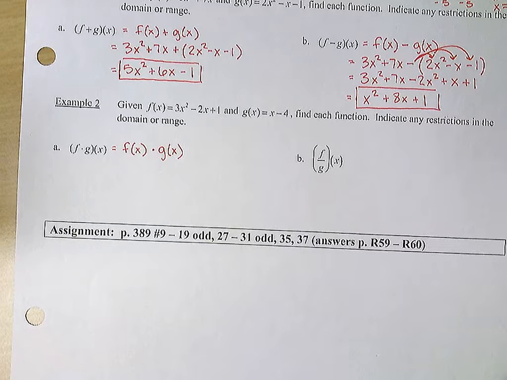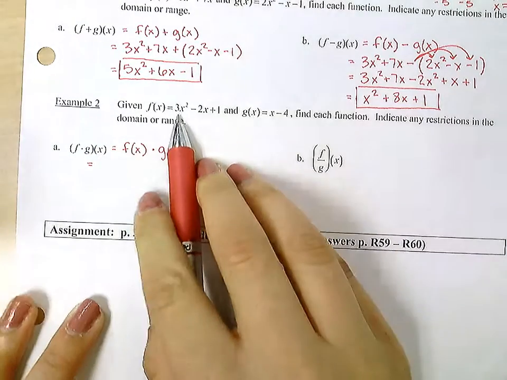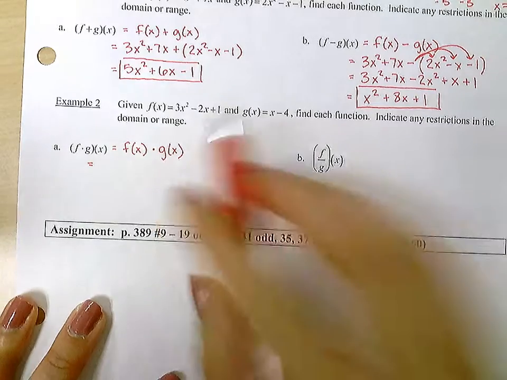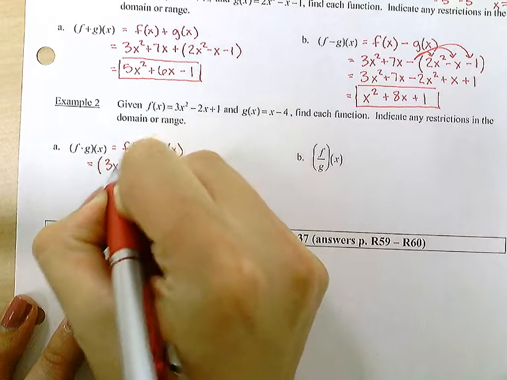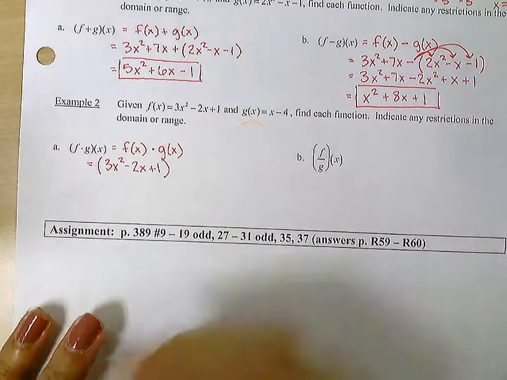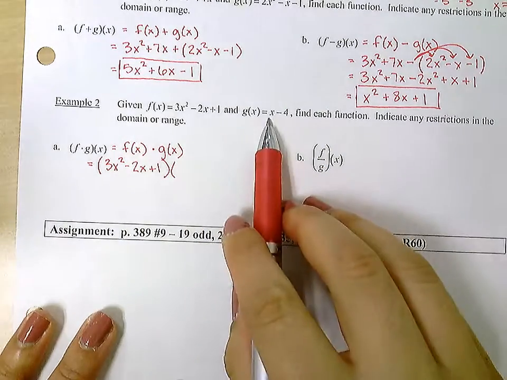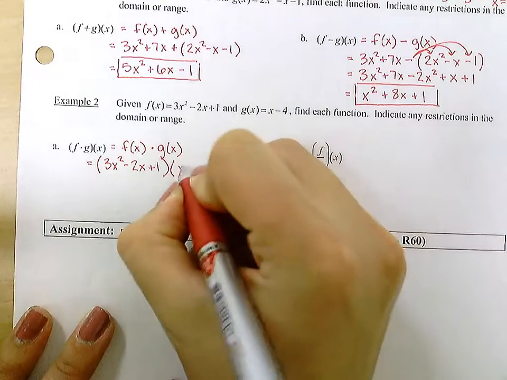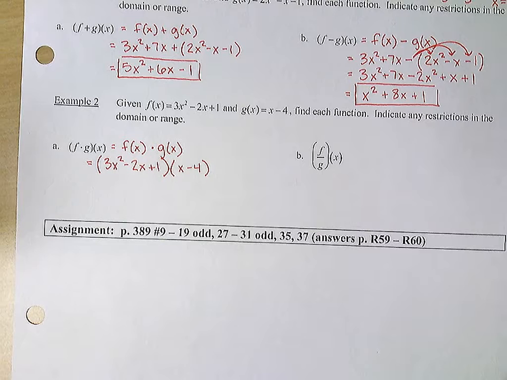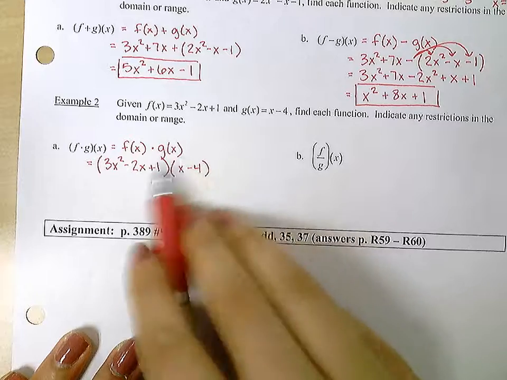Make sure you write it as a quantity, so you add in those parentheses around it. So f of x is 3x squared minus 2x plus 1. That's my first quantity. Since I'm multiplying together, I'll again add in that parenthesis here. My g of x function is x minus 4. This is where I have to FOIL. Again, this is what we did on Friday. So take each number and FOIL it to those two.